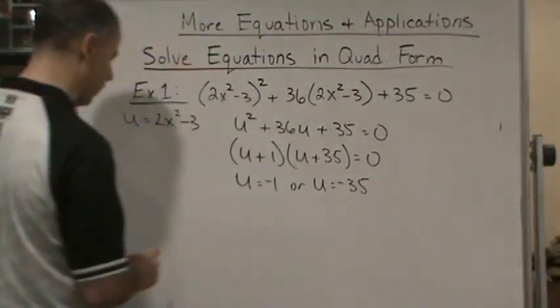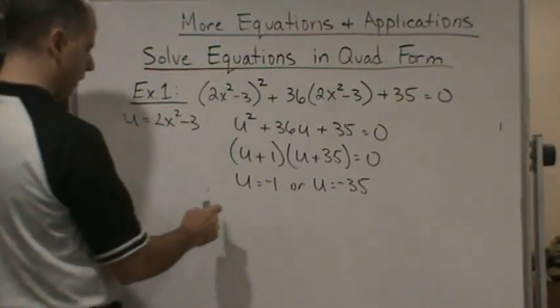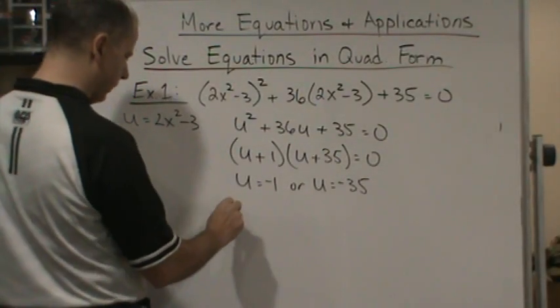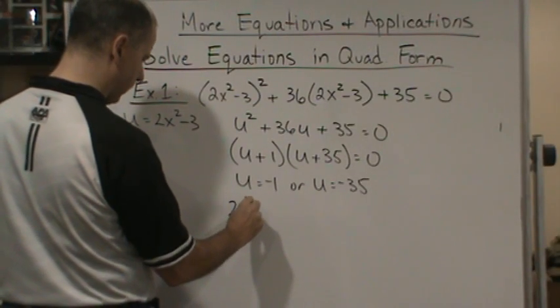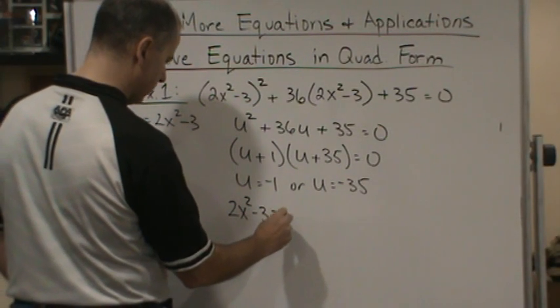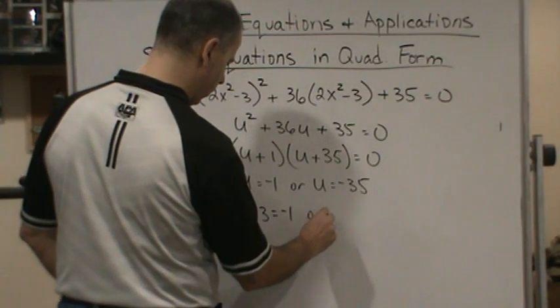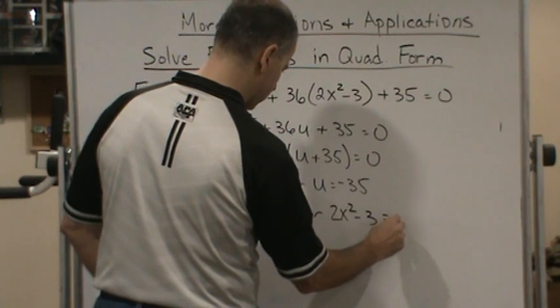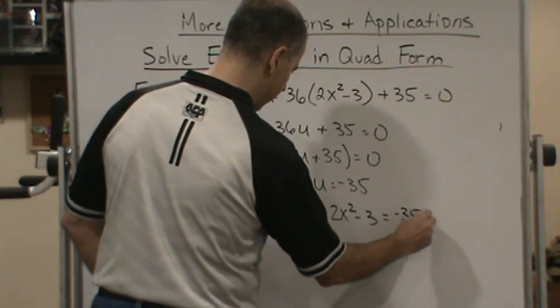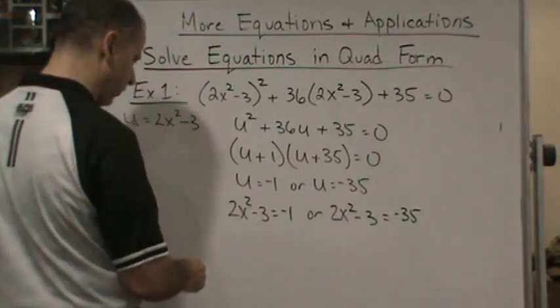And so now at this point I'm going to substitute back in for u. So I'm going to put in 2x squared minus 3. So 2x squared minus 3 is equal to -1, or 2x squared minus 3 is equal to -35. Okay, now I'm going to continue solving for x.